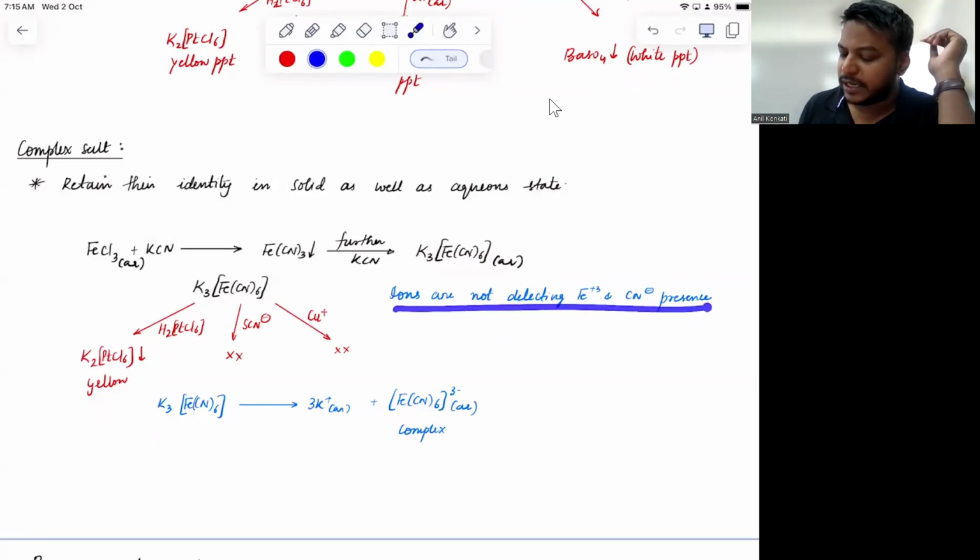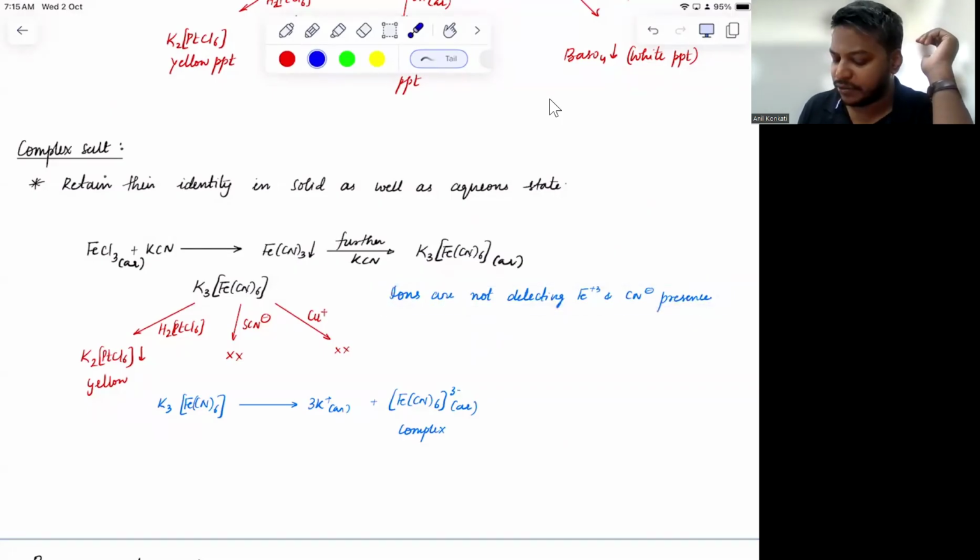Now these ions are not detecting Fe3+ and CN- in aqueous solution, which means whatever iron and cyanide bonds are there, those are still retained here also. They are not being identified separately.